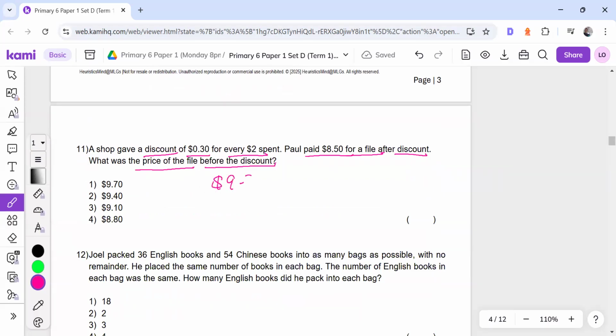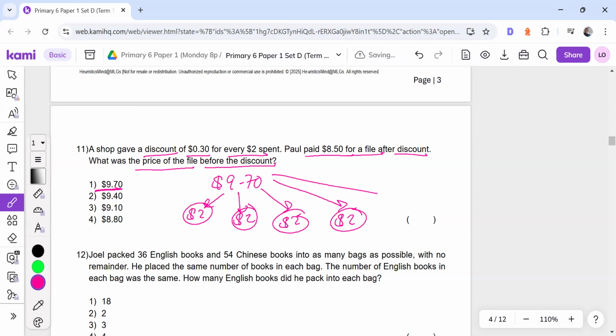You have to do some breaking up. So this is the price of the fan before discount. So I take out $2, I take out $2, I take out $2. Okay, I take out $2. All right. And then I will have $1.70 left, right? Okay, so you break up into $2, $2. Right? Okay, so is this the original price?